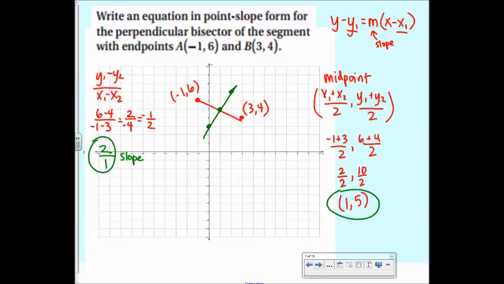So that would be y minus 5 equals 2 over 1. You could just write 2. I like to leave slope as a fraction, but you could just write 2 over 1 times x minus 1. And that will be the equation of your perpendicular bisector.